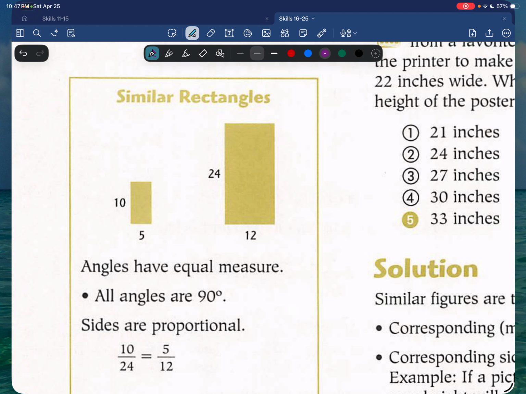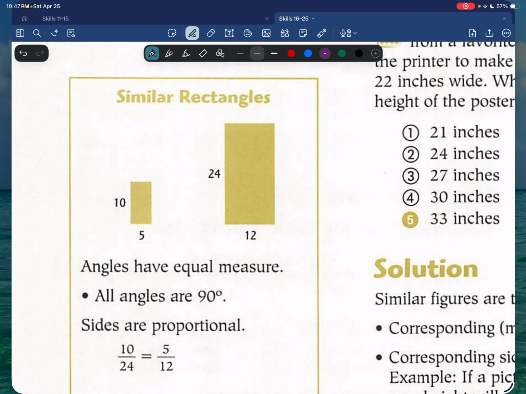Here is an example of similar rectangles, where you have a 10 by 5 and a 24 by 12. I thought of these when I was learning them as mama and baby figures, or father and baby figures, because the baby is just a smaller version of the mother or father figure. But the DNA is the same. They belong together. You can't just put any two rectangles together. They have to fit in a certain way. They have to be proportional.